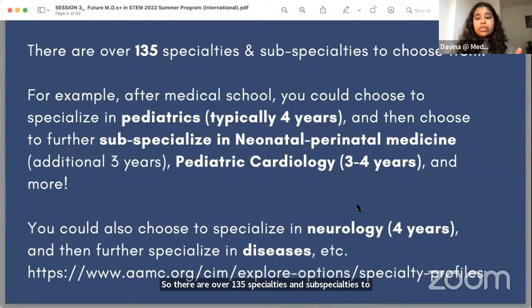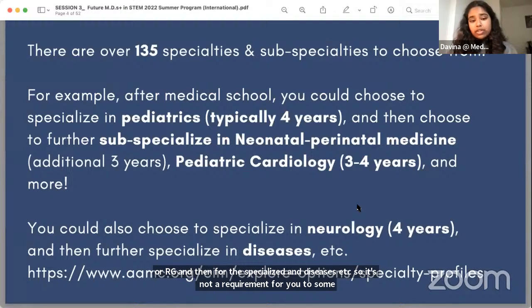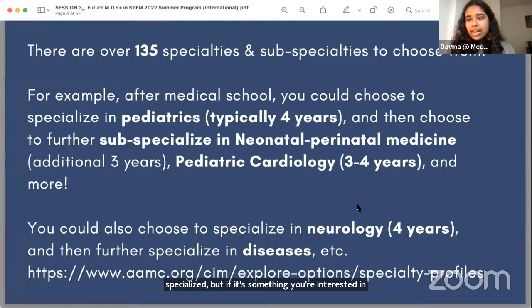So after medical school, you could choose to specialize maybe in pediatrics. So pediatrics is 4 years. And then maybe you could further choose to subspecialize in neonatal and perinatal medicine, which is another 3 years. So it's the 4 years for pediatrics plus another 3 years, or maybe you could do pediatric cardiology, or maybe you could do neurology and then further specialize in diseases, etc. So it's not a requirement for you to subspecialize, but if it's something you're interested in, there are always a lot of options open. So that's why 135 might seem like a very high number for the amount of specialties there are, but it's not just specialties, it's also including all of these subspecialties.